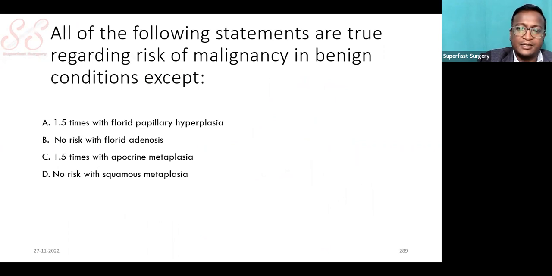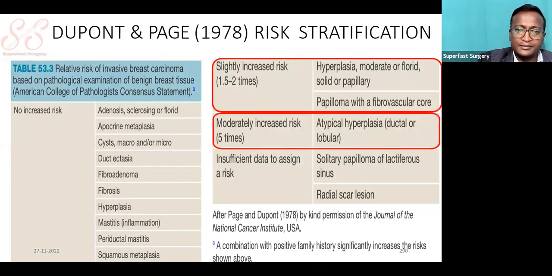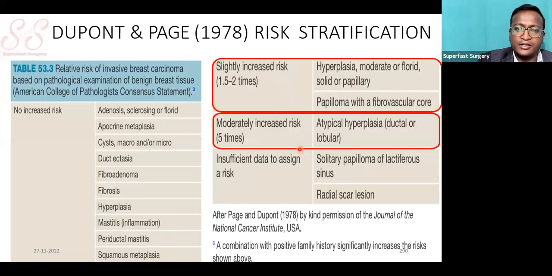So all of the following statements are true regarding risk of malignancy in benign conditions. This is basically from the Dupont and Page classification, which is a true and which is a false statement. So here 1.5 times with apocrine metaplasia. The word will sound like it is a very grave disorder, but it has no risk of malignancy. So apocrine metaplasia, you can see there is no increased risk of malignancy. So this is the Dupont and Page classification. And here, the question in the previous slide we went across, that is severe hyperplasia is the hyperplasia with no atypia. So at least remember these slightly increased risk, moderate risk, and then you will be able to know the no increased risk as well.